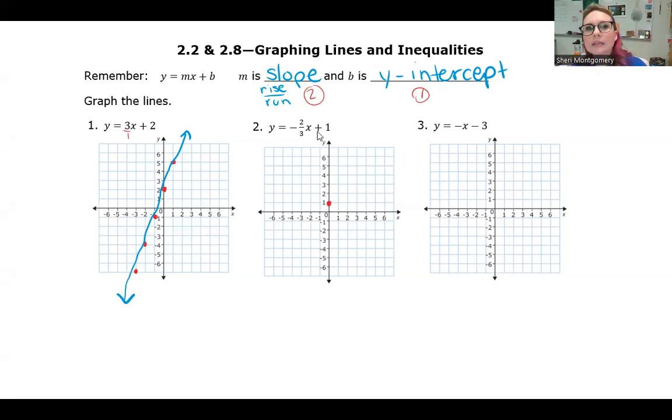For this one, I have a negative slope, so that means I need to go down. So from my y-intercept, it says that I will go down 2 and then over 3. So I will go down 2 and then over 3. And then I will put my next point.